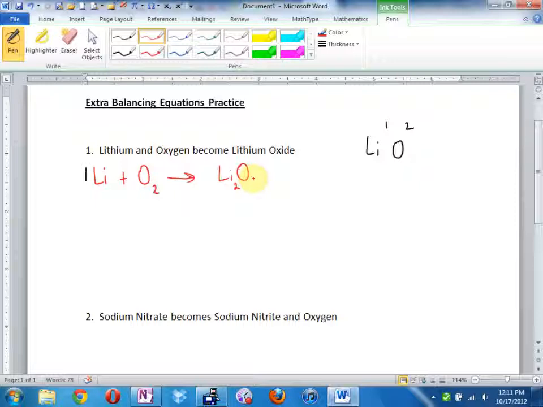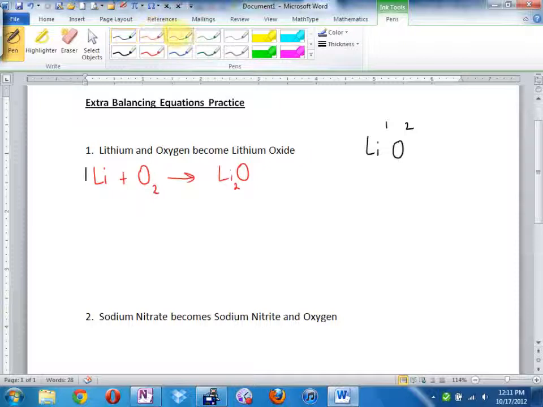Okay, now we call this a skeleton equation. Why is it called a skeleton equation? I have the little individual formulas right, but I don't have the atoms balanced. The law of conservation of mass says the number of atoms before has to equal the number of atoms after. How do I figure that out? I make a little list.